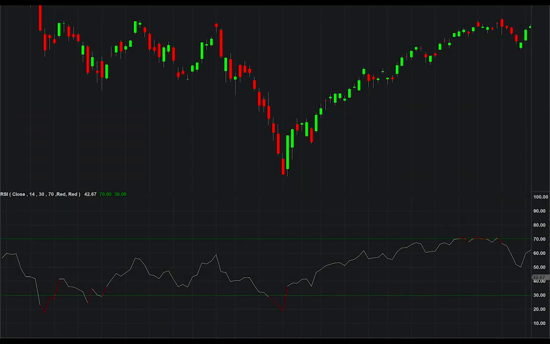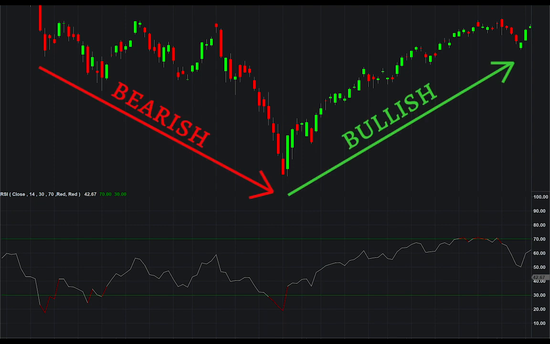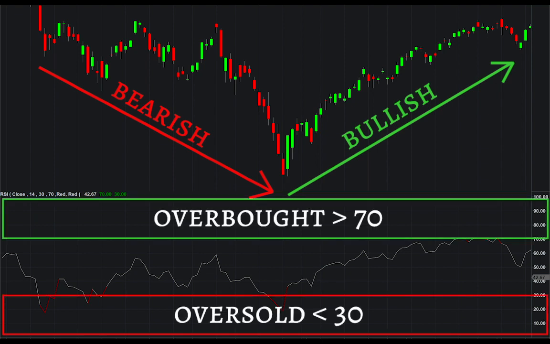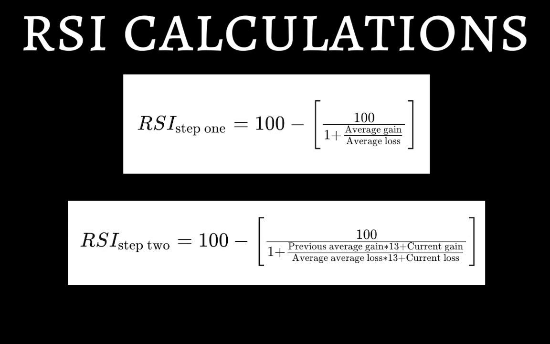The Relative Strength Index functions by comparing bullish and bearish momentum of an asset's price. In other words, RSI is a tool that interprets a stock's positive movements relative to its negative movements. Typically, RSI signals are considered to be overbought when the indicator is above 70 and oversold when the indicator is below 30. The Relative Strength Index is computed with the two following calculations.